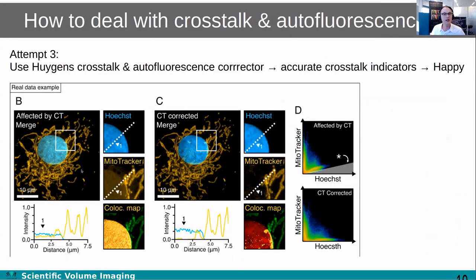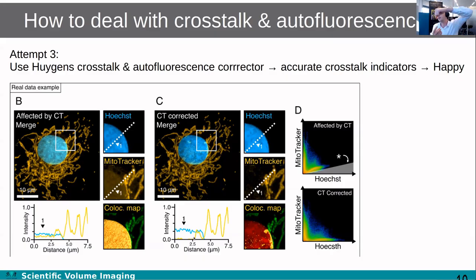Here I just show an example. This is Hoechst that is bleeding through, crosstalking, into the mitochondria channel. You can see in the line profile that in the mitochondrial channel there's this offset here. Now, if we correct for it, we can see that the signal in the nuclear channel increases and the signal in the mitochondrial channel decreases, because it's not supposed to be in the mitochondrial channel, it's supposed to be in the nuclear channel. But here at the edge, you can see that there is signal in the mitochondrial channel which is actually in the mitochondrial channel.